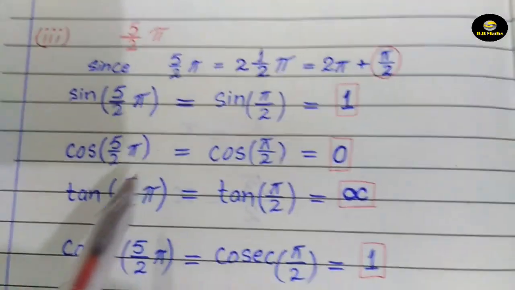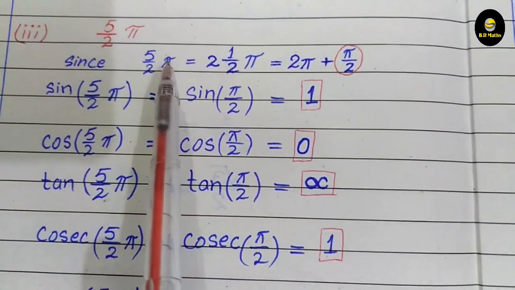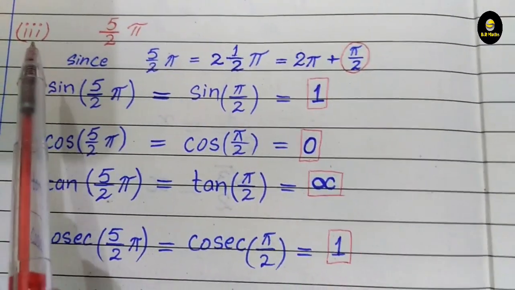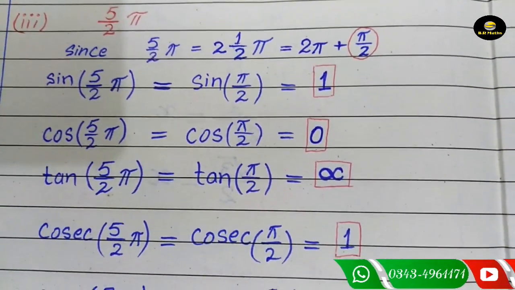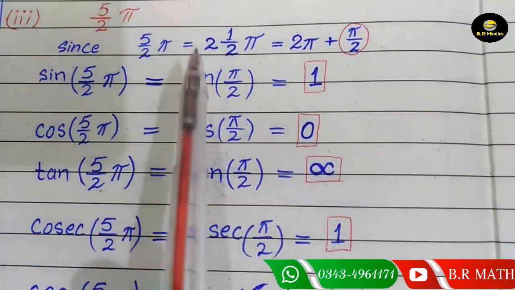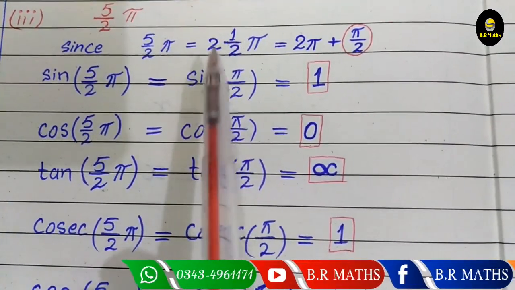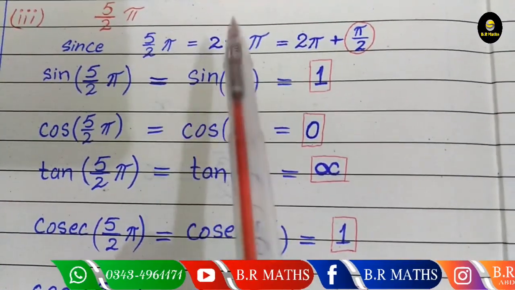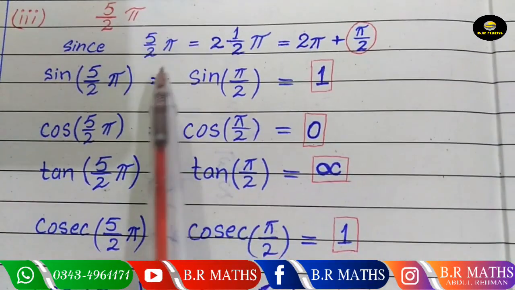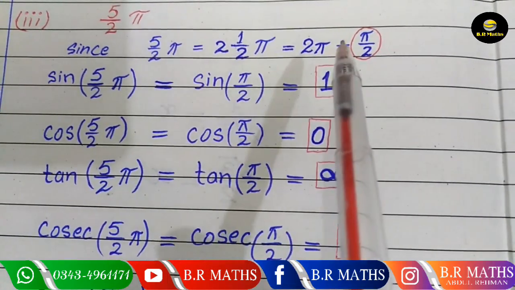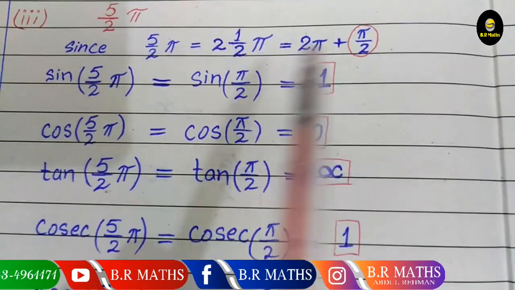And the next, third part is 5 over 2 pi. So we find the coterminal of 5 over 2 pi. This 5 over 2 pi becomes 2 pi and 1 over 2 pi, so 2 pi separate and pi by 2 separate. It means 5 pi by 2 is equal to pi over 2, which is equal to 90 degrees. And both are coterminal angles.